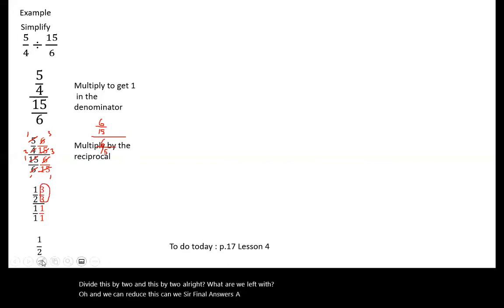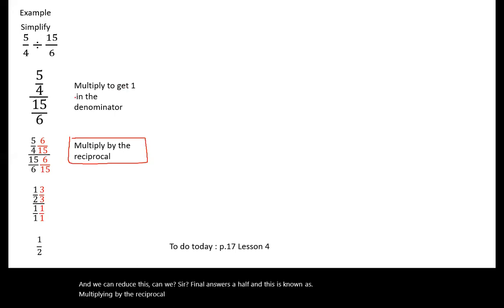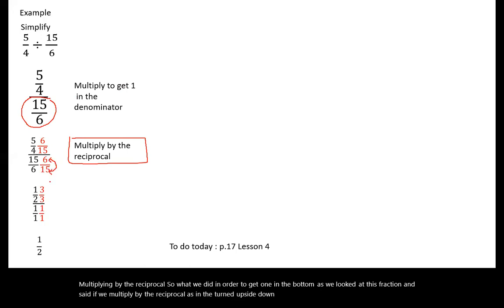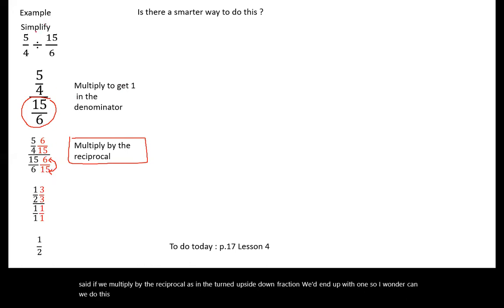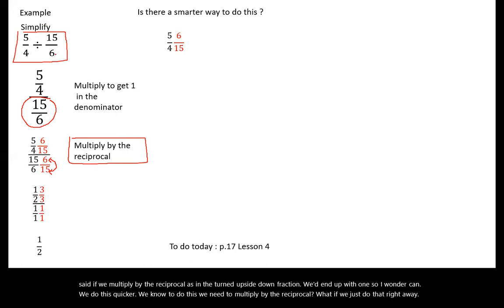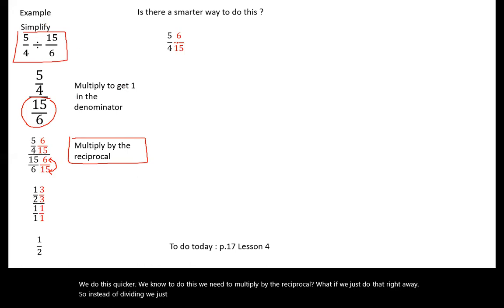And this is known as multiplying by the reciprocal. So what we did in order to get 1 on the bottom is we looked at this fraction and said if we multiply by the reciprocal, as in the turned upside down fraction, we'd end up with 1. So I wonder, can we do this quicker? We know to do this, we need to multiply by the reciprocal. What if we just do that right away? So instead of dividing, we just say we're going to multiply by the reciprocal.